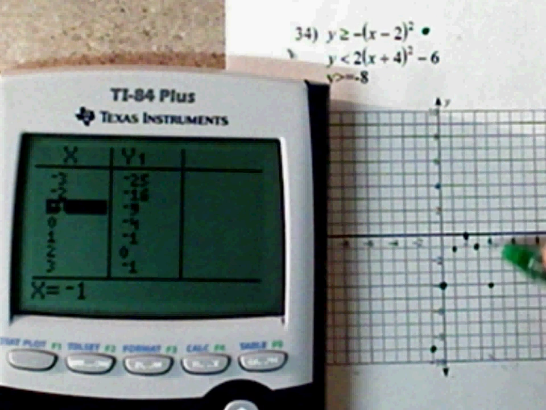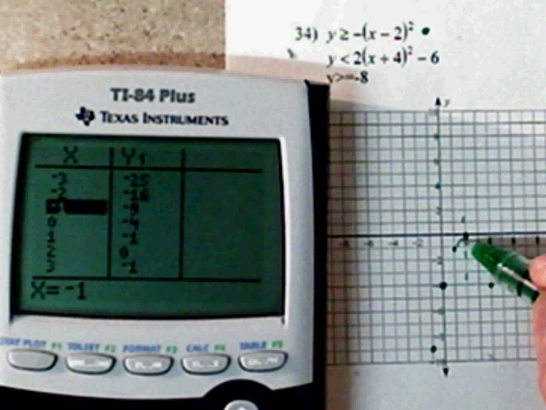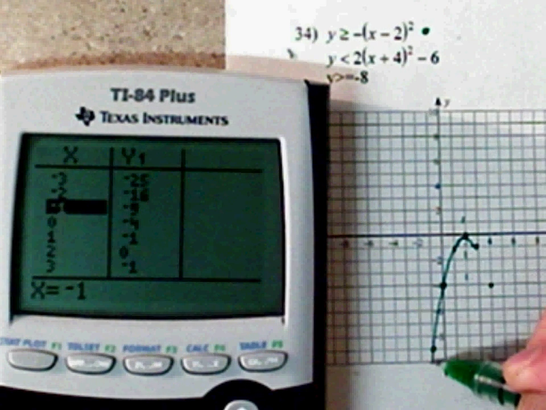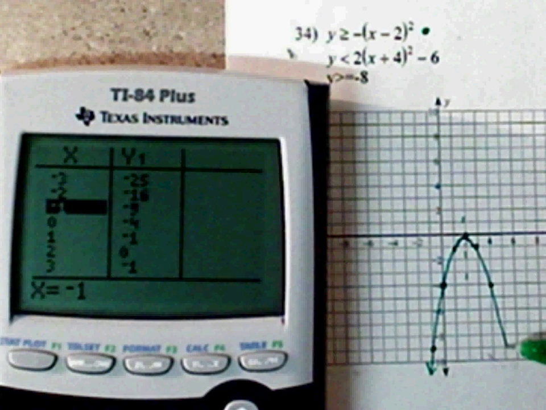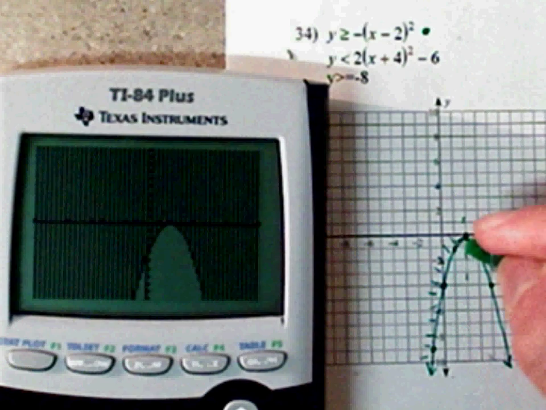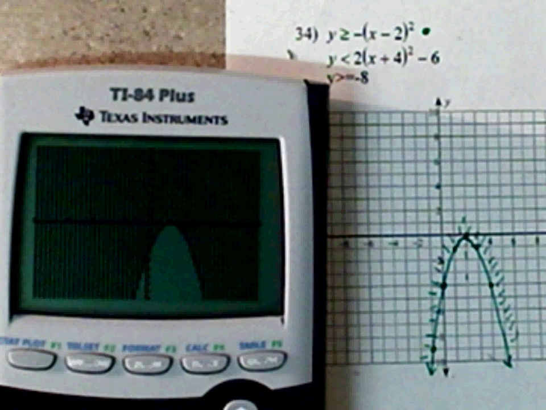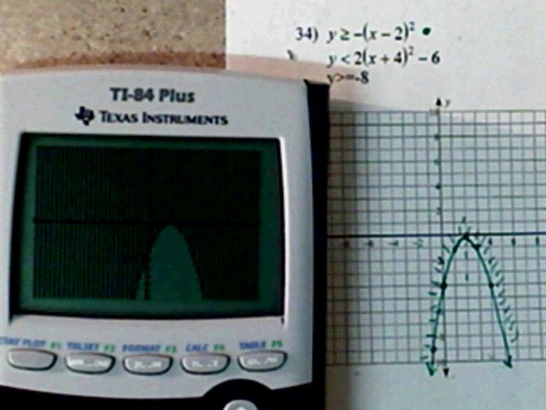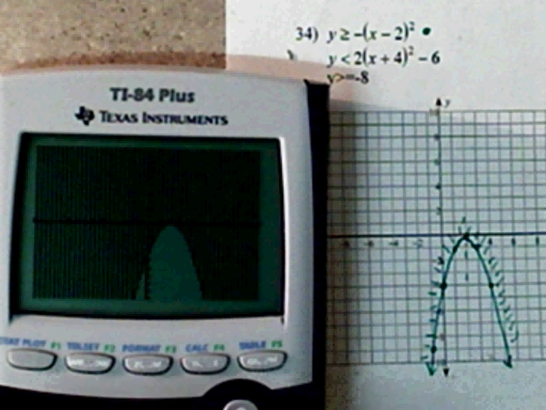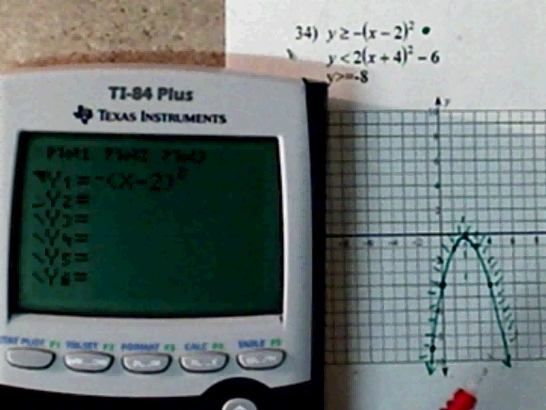See how there's a line going this way? There's an equal with it, so it's going to be a solid line. And when you graph, it was everything outside of the parabola. Just like that. Next equation, y equal. I'm going to turn this one off, and let's go ahead and turn this one on. This one is less than.